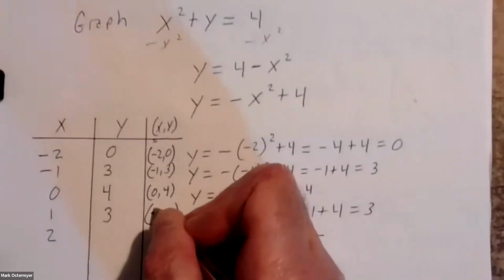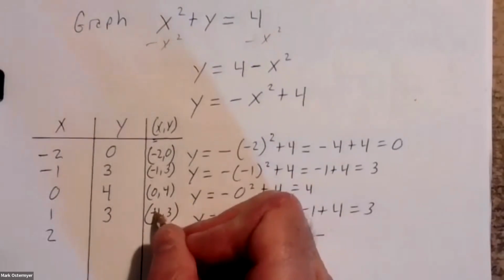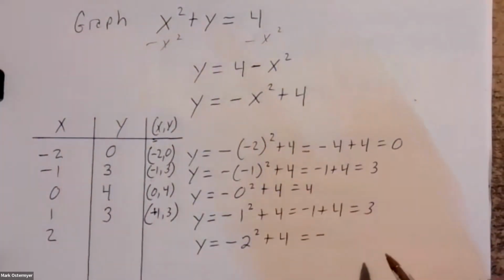Wait, you put -1, 3 at that one. It was just supposed to be 1, 3. Yeah, this should be 1, 3. There we go.